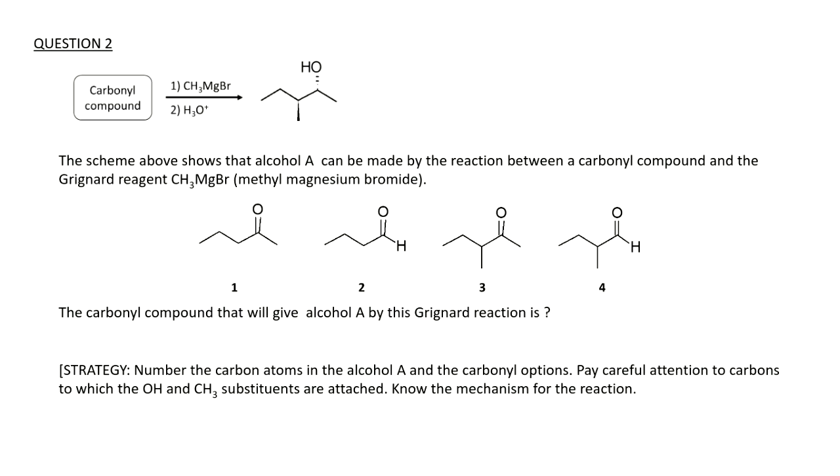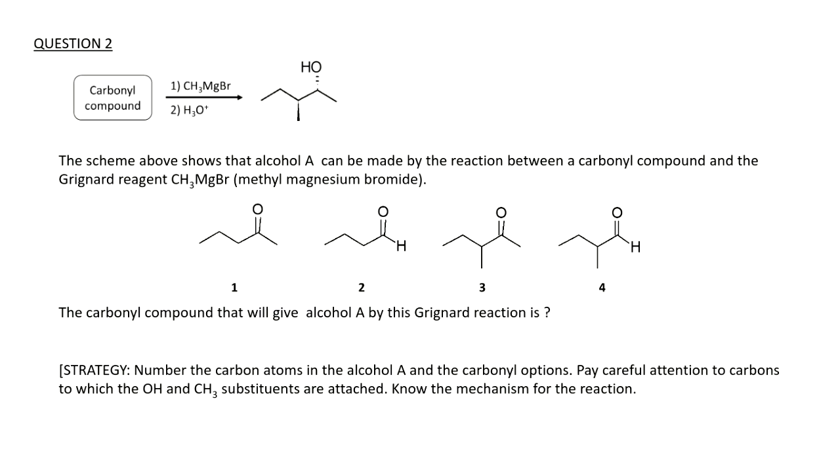Question 2, you're given the same alcohol, but this time we are going to be making the alcohol using Grignard reagents and carbonyl compounds. So you're given the Grignard reagent, and you're asked to figure out which of the 4 carbonyl compounds will give the same alcohol. So again, the same strategy. You number your starting carbonyl compounds, and you number your product, the alcohol.